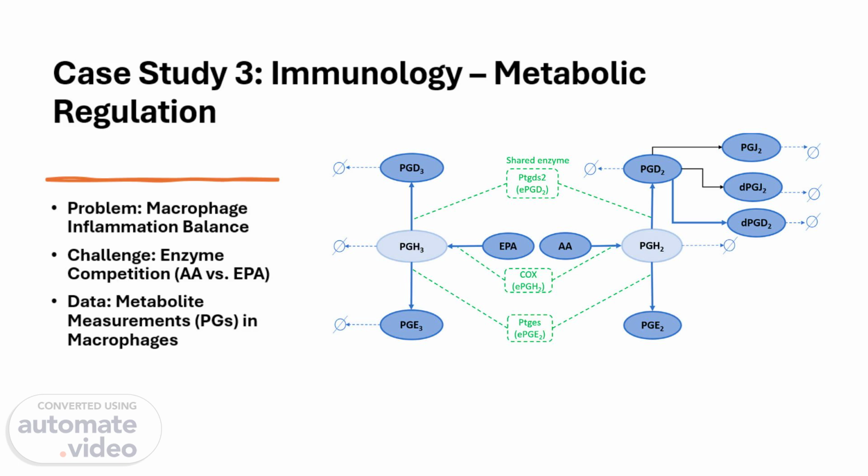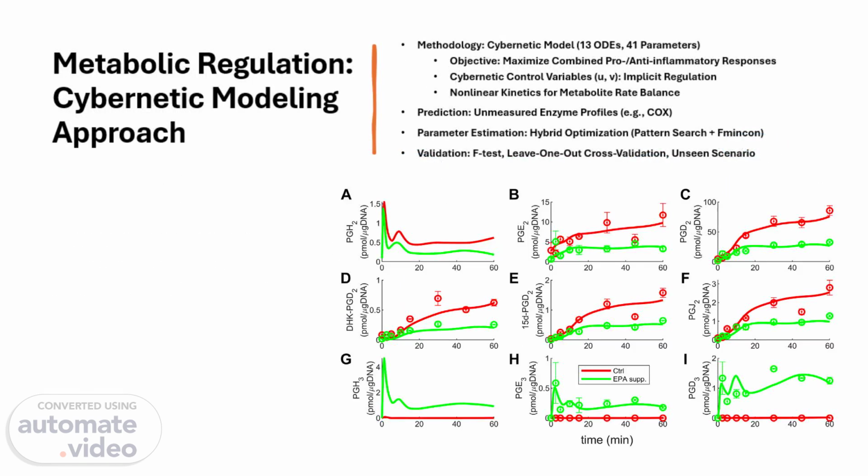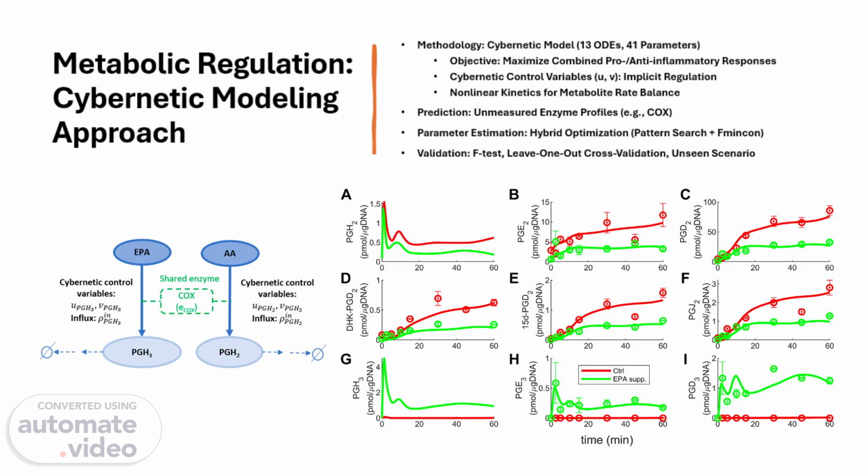The diagram illustrates the intricate metabolic pathways involved. For metabolic regulation, we again employed a cybernetic model, a complex system comprising 13 ODEs and 41 parameters. Our objective was to maximize combined pro- and anti-inflammatory responses, aiming for balance. The model used cybernetic control variables, U and V, to represent implicit regulation, and incorporated nonlinear kinetics to accurately describe metabolite rate balance. A significant outcome was the prediction of unmeasured enzyme profiles, such as COX.